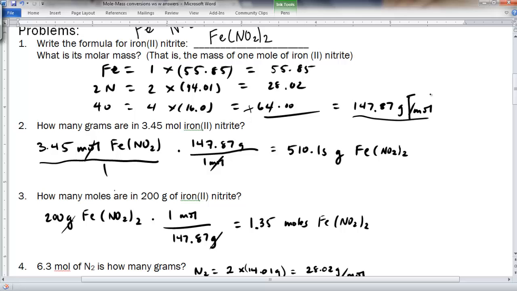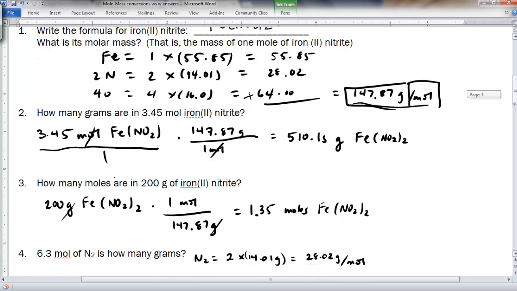This effectively becomes a molar mass domino. Now what we need to do is line it up so that moles are next to moles, and rotate it so that moles are on the bottom, because I'm trying to cancel away from moles and get to grams. The math of this is pretty simple. It's 3.45 multiplied by 147.87. Moles cancel. The unit that isn't canceled, of course, is grams, and that travels to the answer.